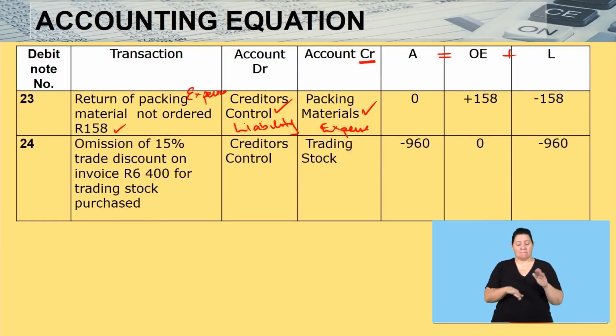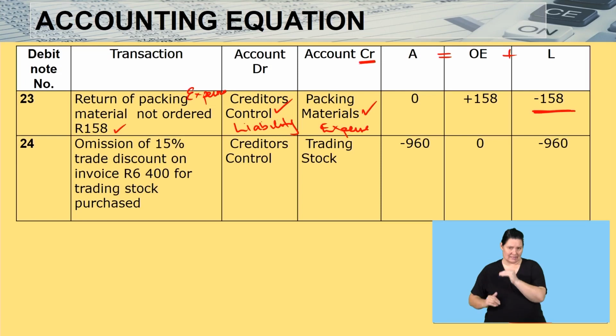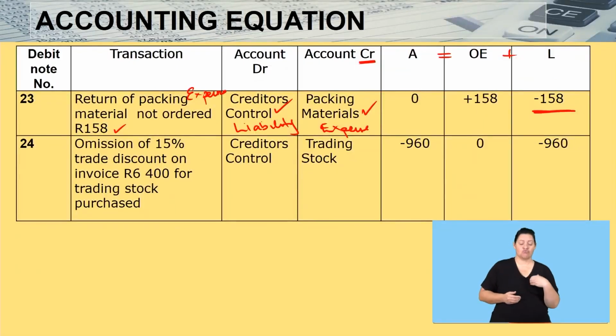Once you return packing materials, you are going to debit your creditors control. And remember, creditors control is a liability. So once you debit your liability, you're going to get a minus. That means your liability is decreasing. You debit a liability, that means your liability is decreasing. So you get a minus. And the moment you credit an expense, that means your expense is decreasing.